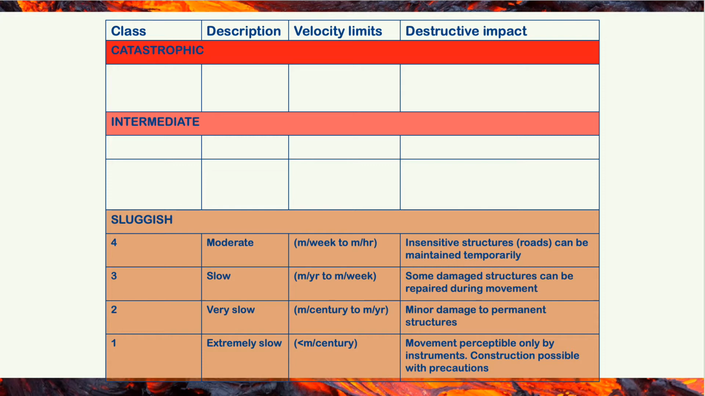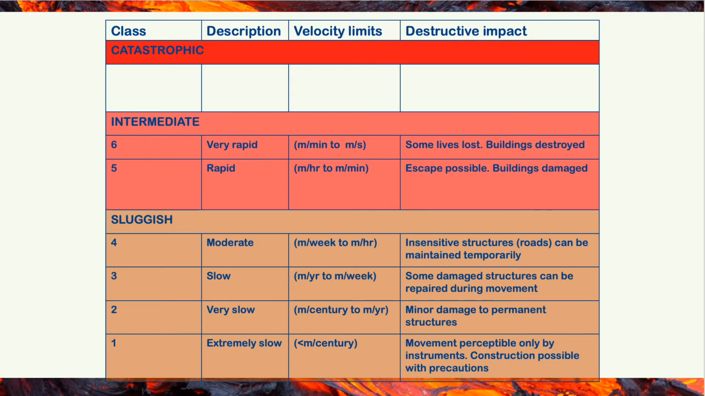As we come up through this system, we get faster and faster until we're into the moderate period, where we might have meters per week of movement, or perhaps as much as meters per hour. As we come up into the intermediate damage landslides, we're into rapid and very rapid, where we're perhaps talking about meters per hour to meters per minute, or meters per second even. And this is where you start to have potential for loss of life, because these rates of motion are too fast to give warning or evacuation opportunities.